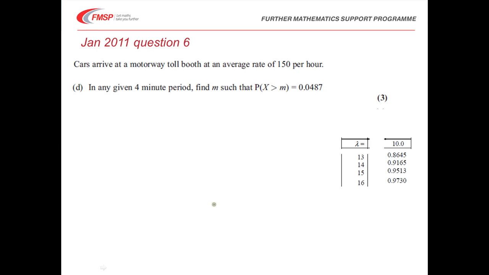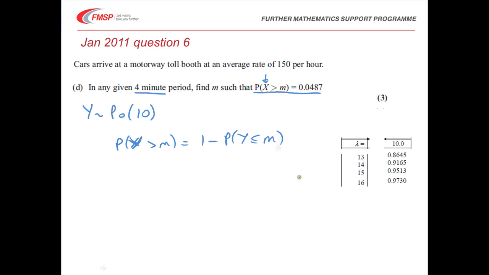So cars arrive, same question, in any given 4-minute period. Okay, so we're now talking about a different distribution. So we should tell me what y is, but now we're dealing with 4 minutes. Your variable now is going to be 10. And we're looking for a value of m such that the probability of exceeding it is equal to 0.0487. Now these questions are designed in such a way that it is convenient to use the tables. So we need to realize that the probability of, I've called it y in this case. I mean, it doesn't really make any difference as long as you're happy with what you're dealing with. So the probability of y being greater than m is equal to 1 minus the probability of y being less than or equal to m.